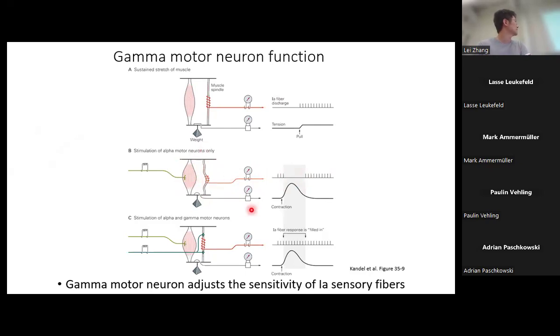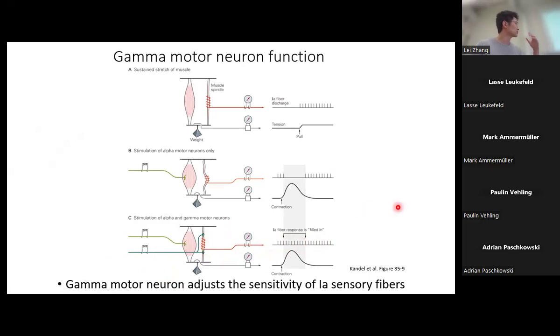But if you simultaneously use the gamma motor neuron to stimulate the muscle spindle, then the muscle spindle becomes tight again, even though the muscle is shortened. In this case, it still gives out information on the muscle length change. So by this gamma motor neuron, the activation of this sensory feedback is maintained, and by modulating the intensity of the gamma motor neuron, you can modulate the sensitivity of the muscle spindle.